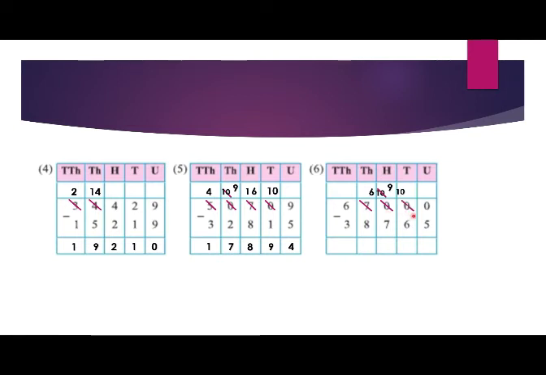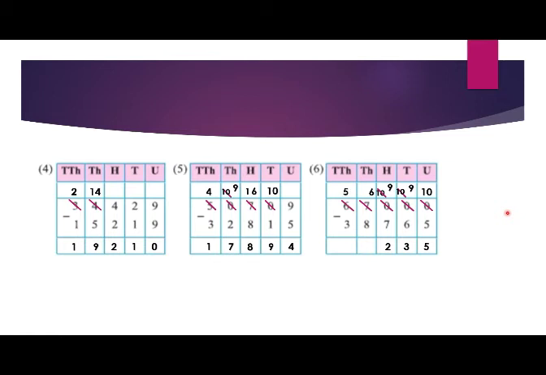Now again this 0 will become 10. I'll cut down this 10. Again it will become 9. Why? Because this tens will give 2 units. This will become 0. I'll cut down this 0. This will become 10. Okay, 10 minus 5, 5. 9 minus 6, 3. 9 minus 7, 2. And 6 minus 8, not possible.